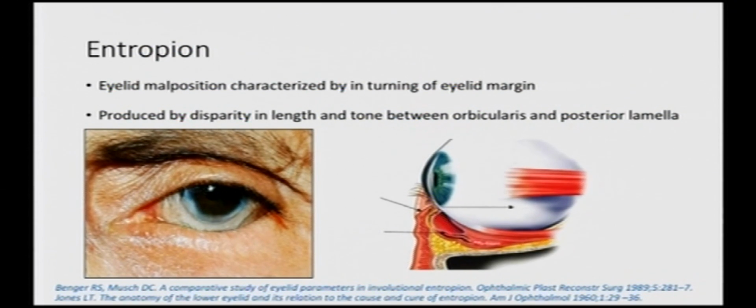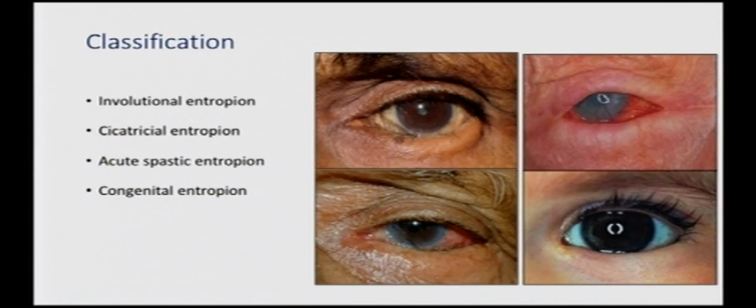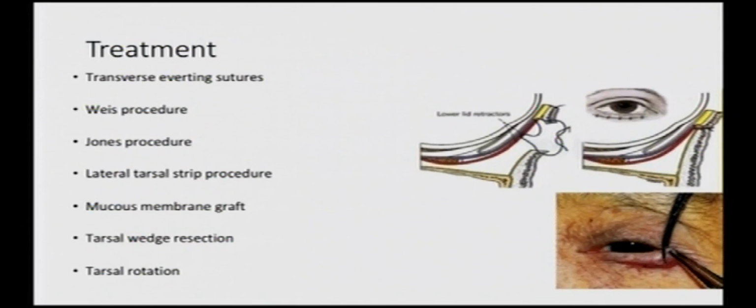Entropion is a common condition which is characterized by inturning of the eyelid margin. It is produced by disparity in the length and tone between the orbicularis oculi muscle and the posterior lamella of the eyelid. It is classified based on the etiology into 4 categories: involutional entropion, cicatricial entropion, acute spastic entropion, and congenital entropion. There are various treatment options available, but that will be decided based on the etiology and type of entropion as well as the severity of entropion.